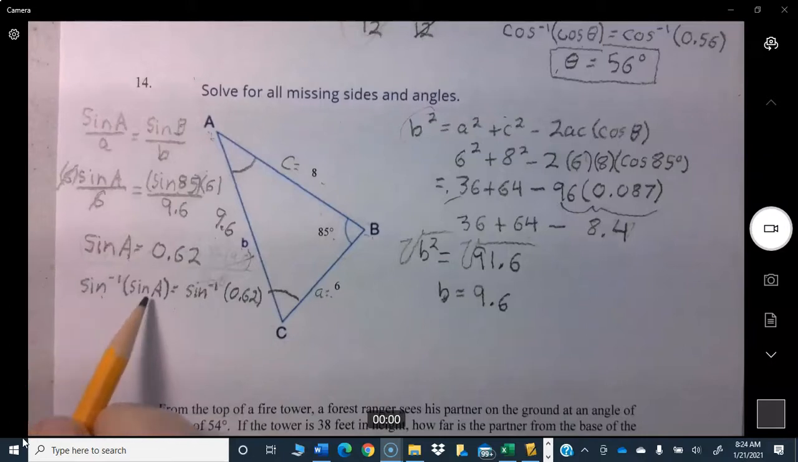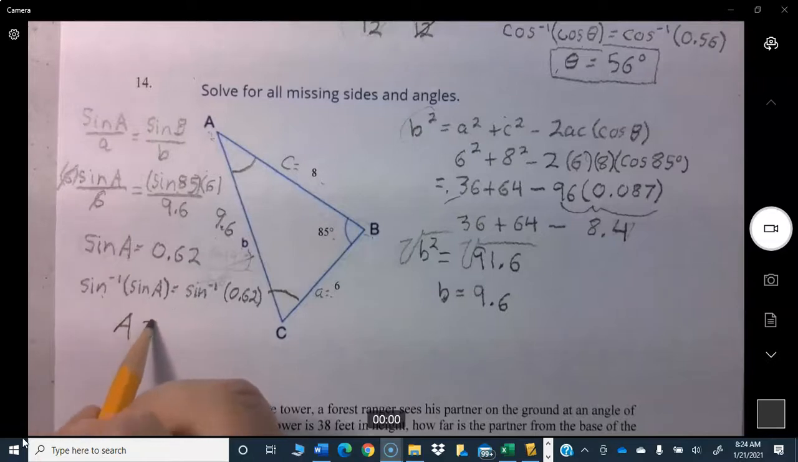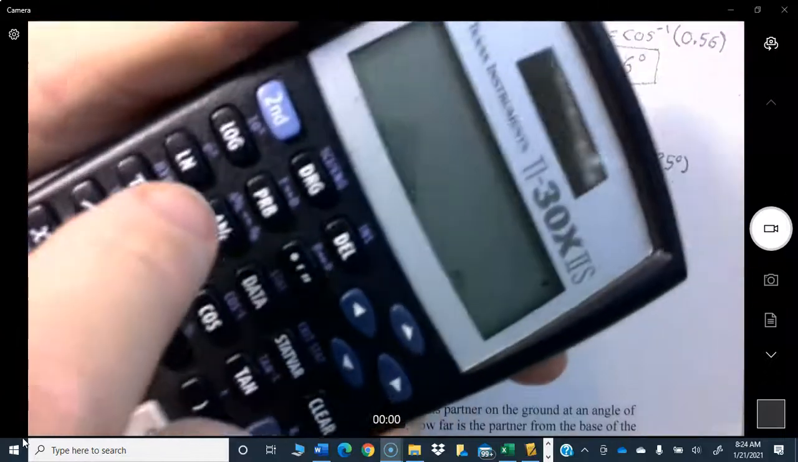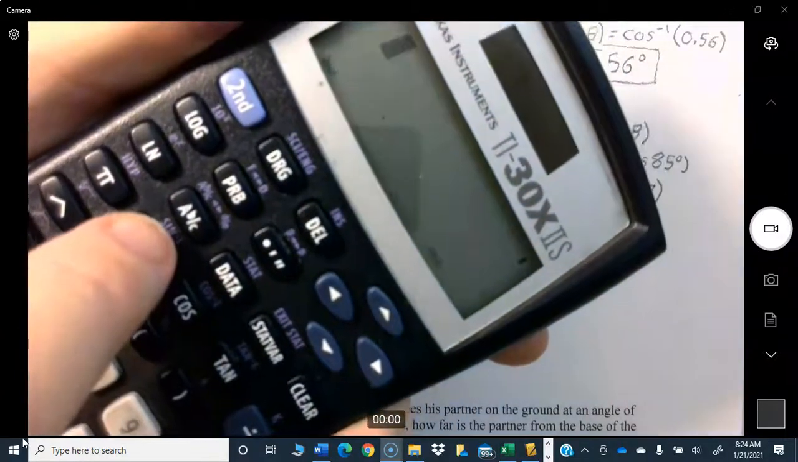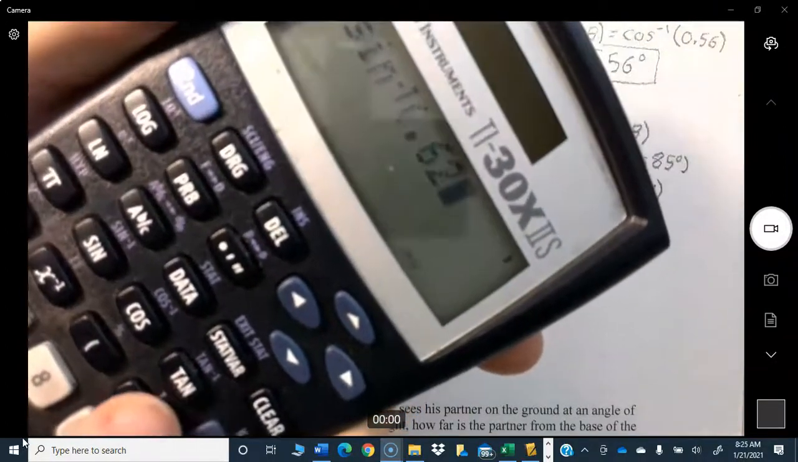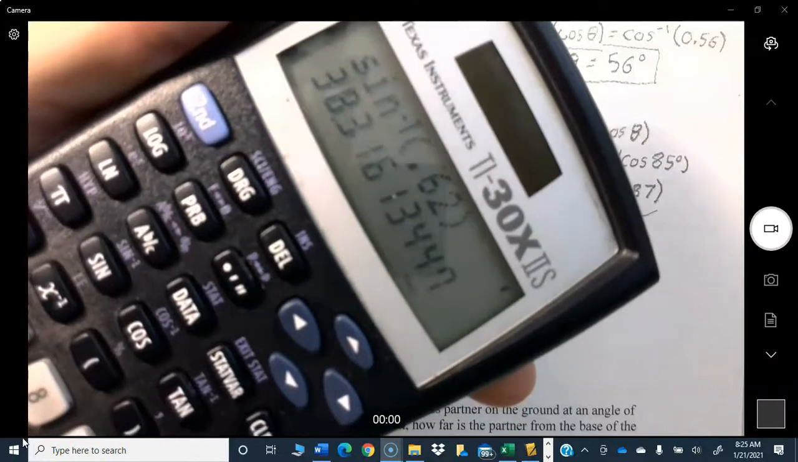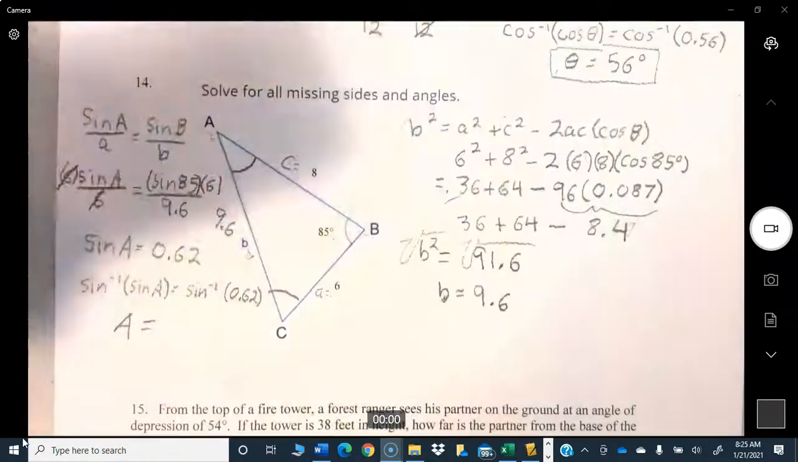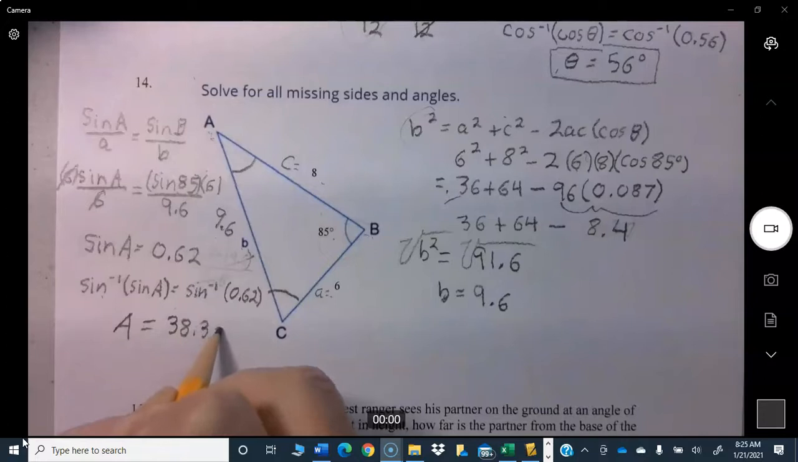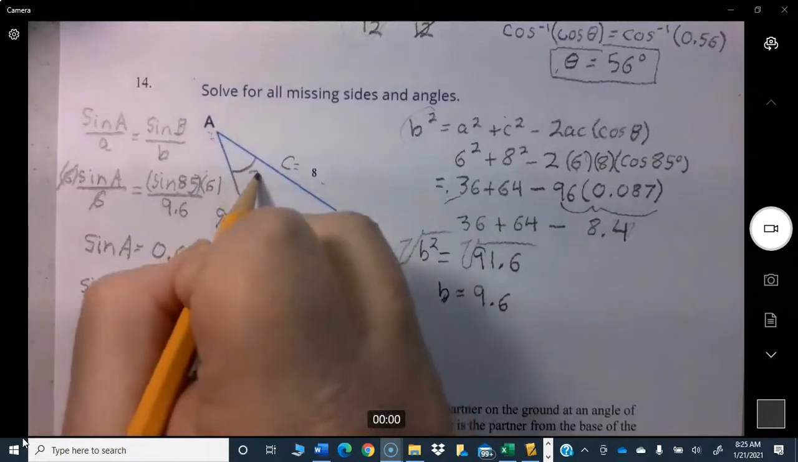Okay, so inverse sine of sine A is simply A. And inverse sine of this, we're going to do second sine. That gives us the inverse sine of 0.62. Close the parenthesis, and that gives us an angle of 38.3. We're going to just round that to 38. And that's our angle A, so that's this.